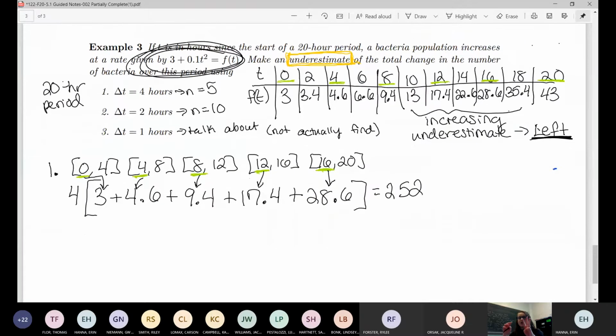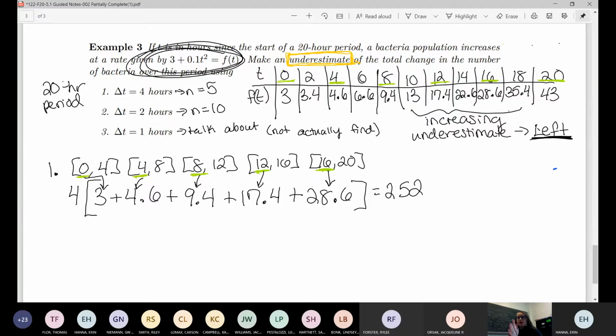So we had to do it in 3 different ways. Well, we're not going to do the third one fully. We're just going to talk about it. We needed to split it up into sections of width 4, sections of width 2, and then sections of width 1. So we had 5 rectangles in the first case, 10 rectangles in the second case, and we would have 20 rectangles in the third case. But again, we're not going to do that one out fully.